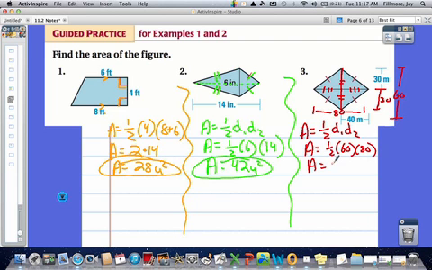And 1/2 of 60 is 30, so it's really 30 times 80. 3 times 8 is 24, and we have 2 zeros to add on, so it's 2,400 units squared. So those are a few basic examples of how to find the area of each figure. Let's look at a couple more complex ones.